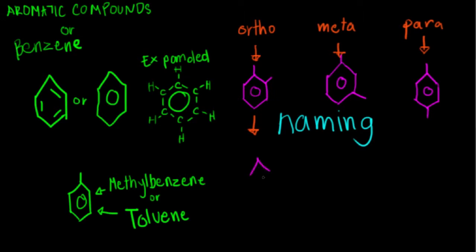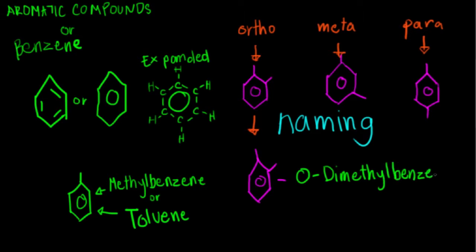O-dimethylbenzene. It's O because it's ortho, as the two substituents are located in the first and second points of the benzene. It's dimethyl because there are two substituents. It's methyl because each substituent has only one strand. It's benzene because in aromatic compounds there will always be a benzene name in the last part.